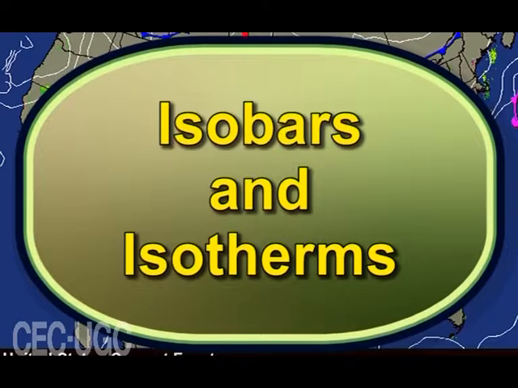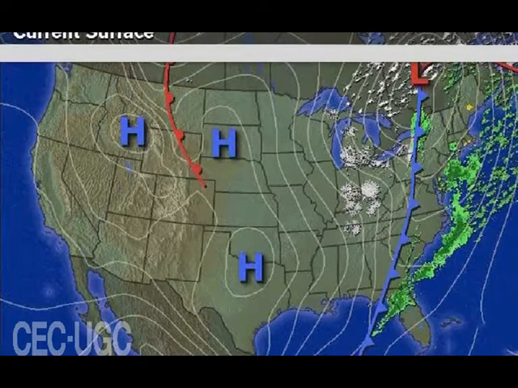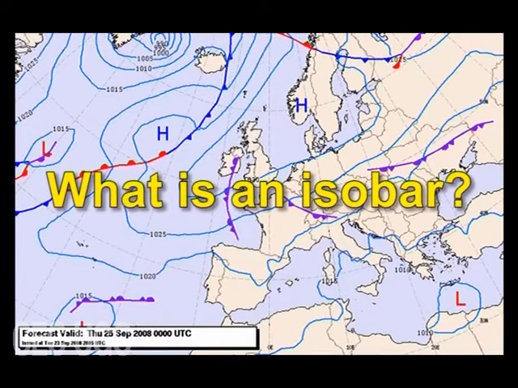Isobars and isotherms. Isobars and isotherms are lines on weather maps which represent patterns of pressure and temperature respectively. They show how temperature and pressure are changing over space and so help describe the large-scale weather patterns across a region in the map. What is an isobar?